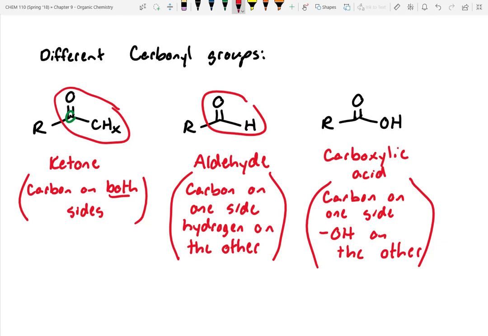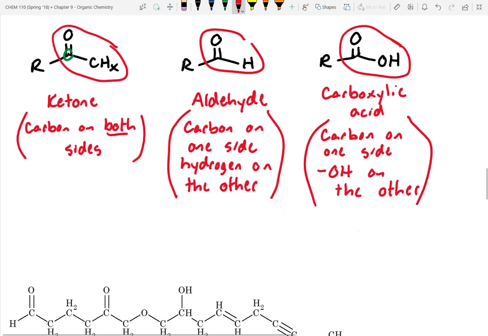Some people will look at carboxylic acids and they'll say, well, isn't that an alcohol? Kind of, but more specifically, we want to describe it as a carboxylic acid. This is, by definition, more acidic than a normal alcohol. So we always want to use the most descriptive terminology available to us when describing functional groups. So don't call this an alcohol, call it a carboxylic acid. And we've got a couple more.